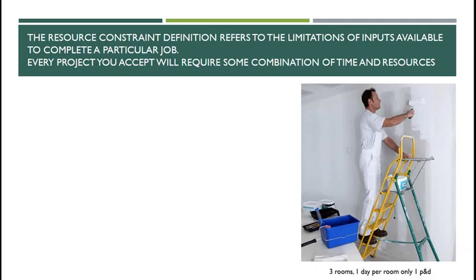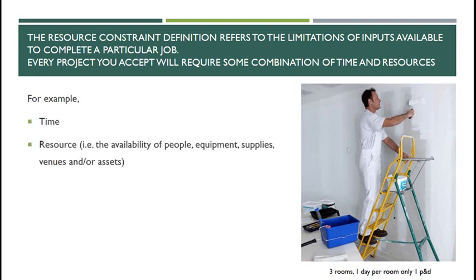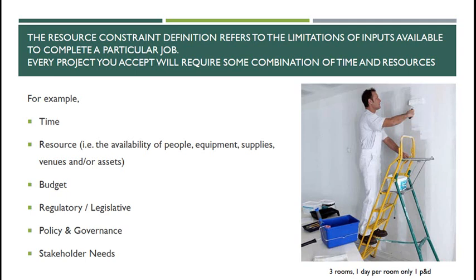Okay, so the resource constraint definition refers to the limitations of inputs available to complete a particular job. Every project you accept will require some combination of time and resource. Examples are time and resource. It could be the availability of people, the availability of equipment, supplies, venues, or assets. It could be the budget. It could be regulatory or legislative requirements. It could be policy or governance, or it could be managing the stakeholder needs. And obviously managing your stakeholders is critical.